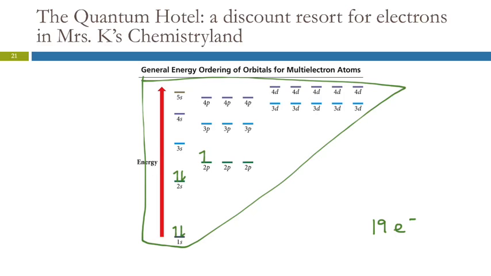The next one comes in. He's like, I'll take that first bed in the 2p room. Now the next electron comes in. There's still room in the 2p room, and so he's going to come in here. Now think about it. You're going to sleep upside down in the bed with this guy, or you're going to take your own bed? You're going to take your own bed, right? And you're going to sleep right side up.